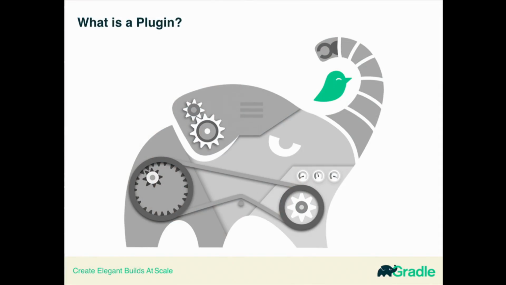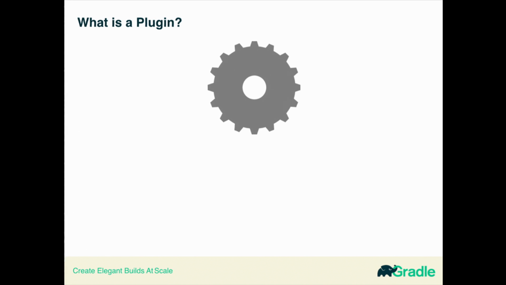So to get this started, I thought it would be great to just all agree on a definition of what the hell a plugin even is. Because you all know that plugins are at the very heart of Gradle. I mean, anything interesting that happens in your build probably happens thanks to a plugin. So it might be a good idea to get some terminology down. So what is a plugin? A plugin, first and foremost, is a piece of logic. Obviously, you want to do something.